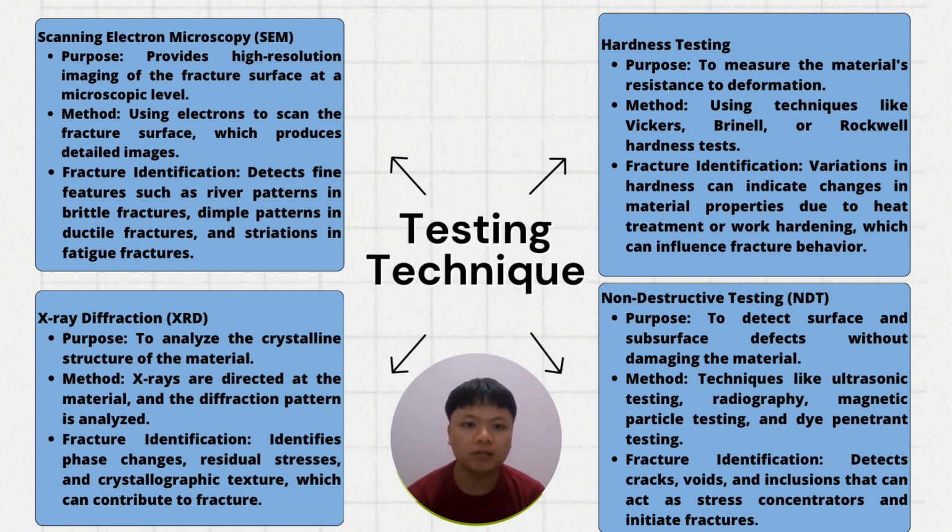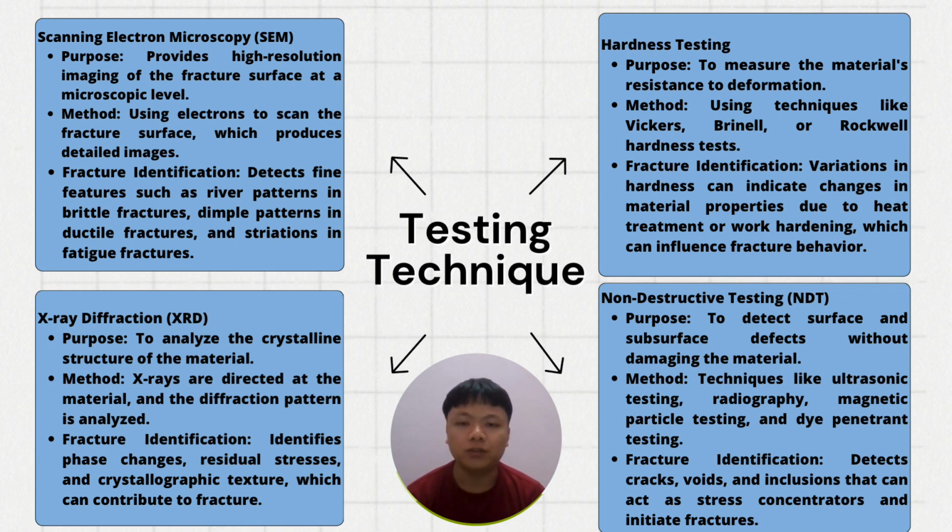The third is hardness testing, used to measure the material's resistance to deformation. It uses techniques like Vickers, Brinell, or Rockwell hardness tests. Variations in hardness can indicate changes in material properties due to heat treatment or work hardening, which can influence fracture behavior. The last technique is non-destructive testing, NDT, used to detect surface and subsurface defects without damaging the materials.